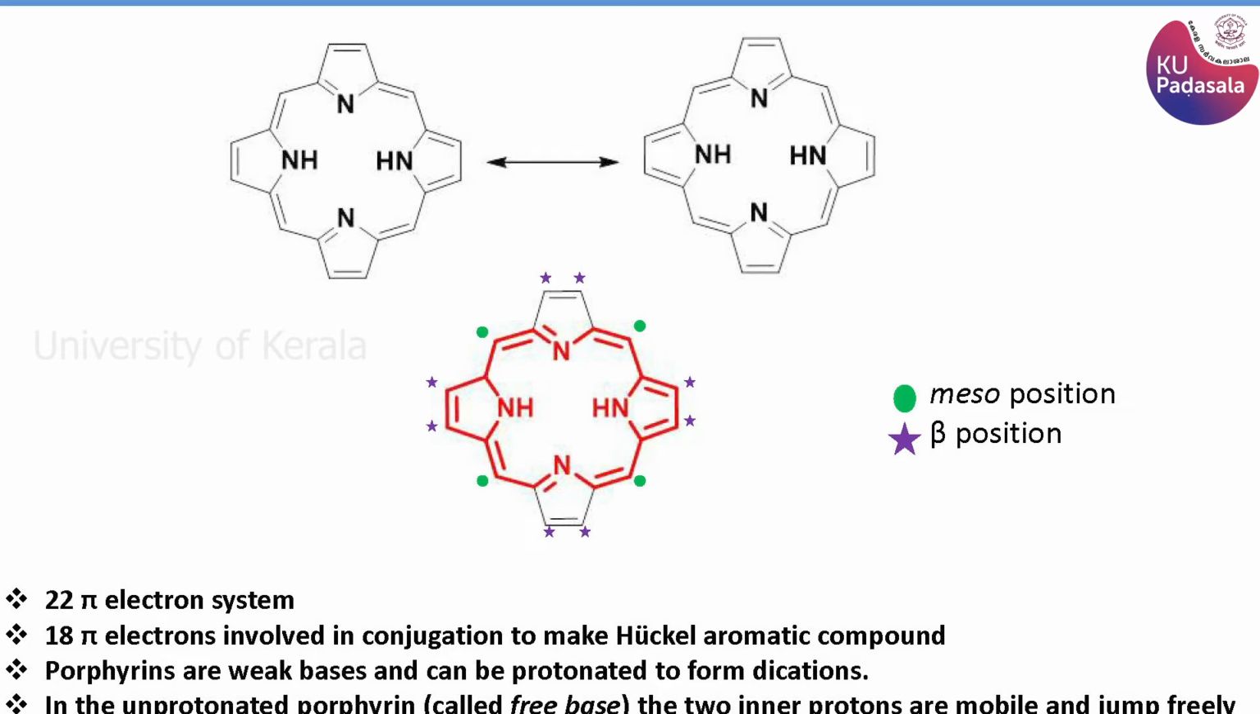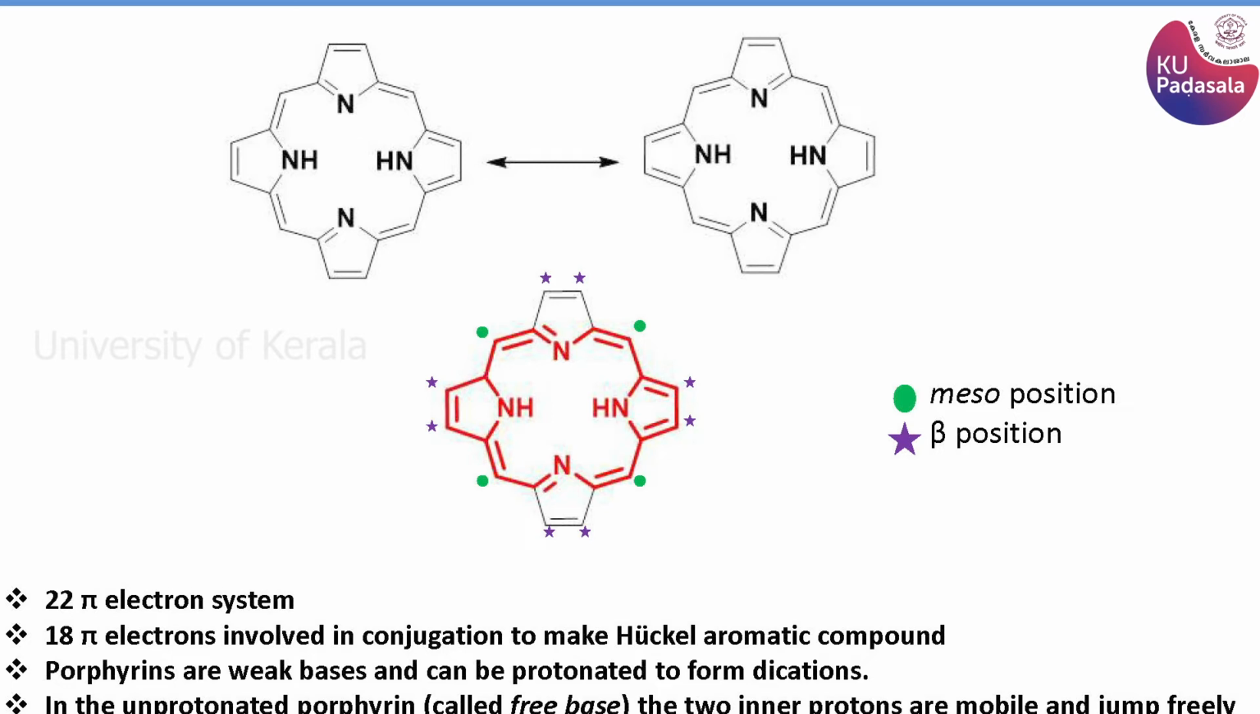This is what I mentioned with this red colored porphyrin ring. So here, as mentioned, the red colored double bonds are participating in the conjugation, so that 18 pi electrons are involved in the conjugation of the porphyrin to satisfy the Huckel rule and make it an aromatic compound.